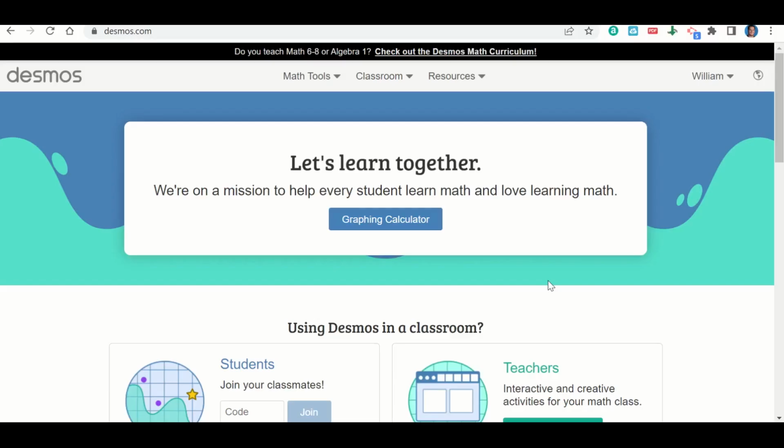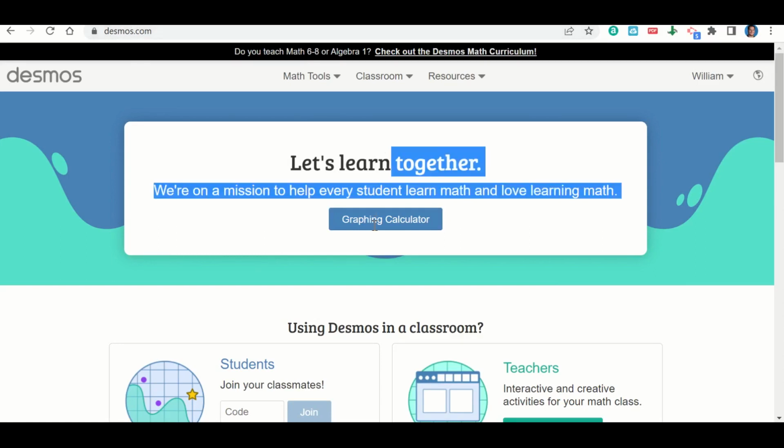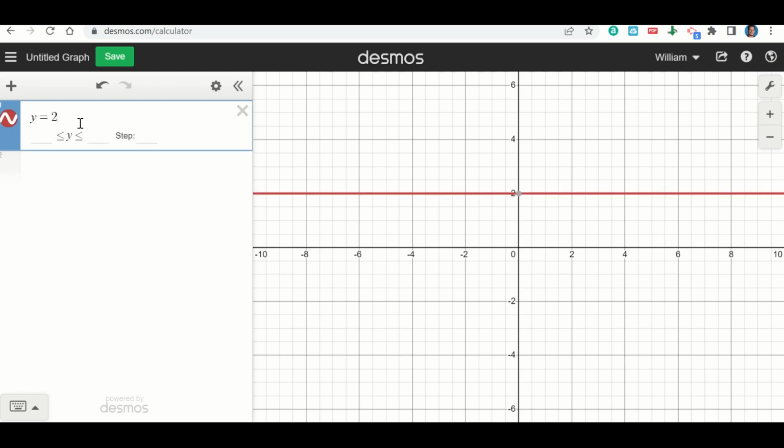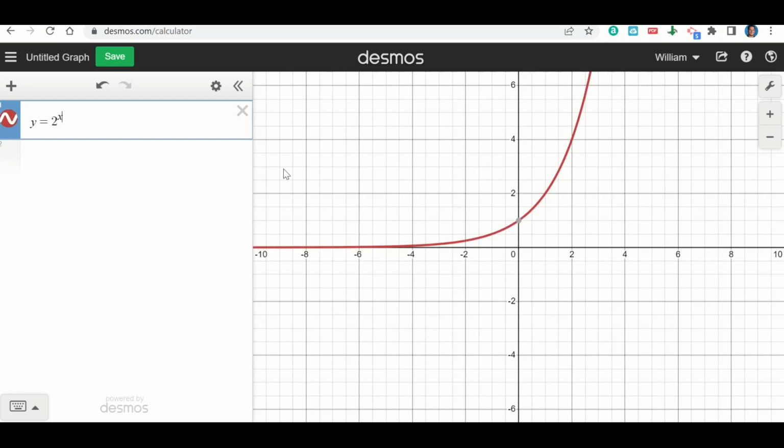Let's talk now about how we can use Desmos to check our work when dealing with exponential functions. So we'll go here to desmos.com and we're going to click on Graphing Calculator. And it should take us to a page that looks like this. Right here is where we can enter the equation for our exponential function. So let's go ahead and do that. So let's say it was y equals 2 to the x.